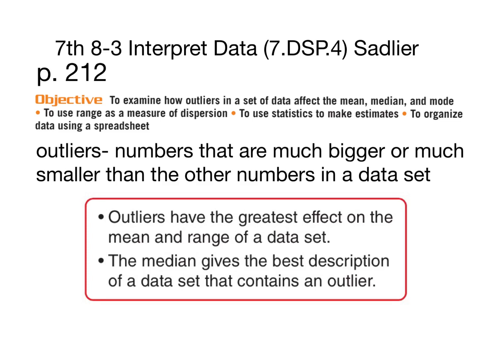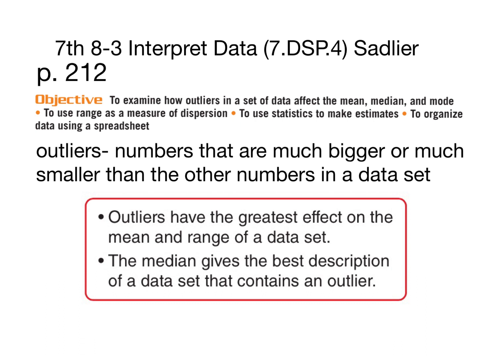Section 8.3 is on interpreting data. So we're going to look at how outliers affect mean, median, and mode. We're going to talk about range, and about how they use these estimates, how they use mean, median, and mode to make estimates for things.